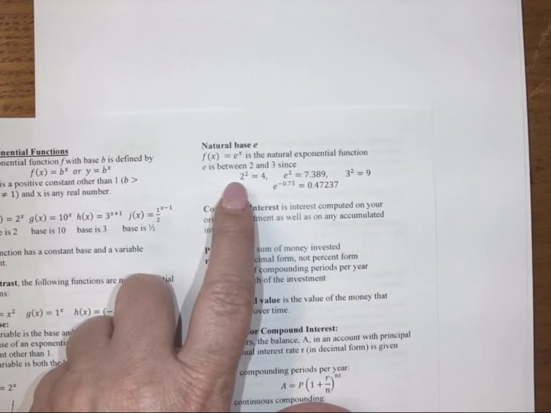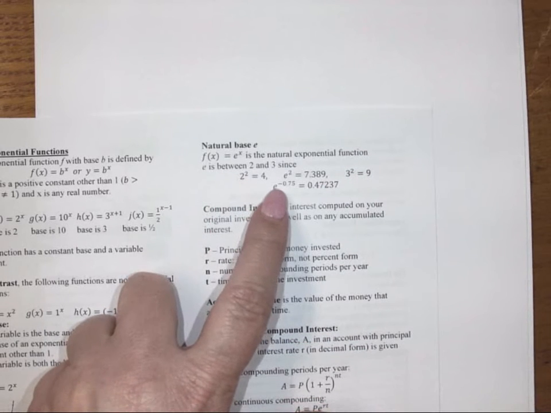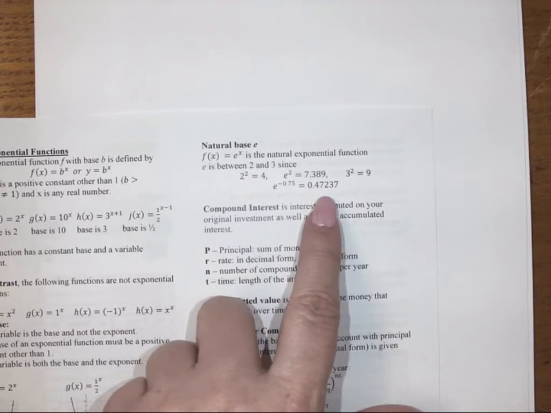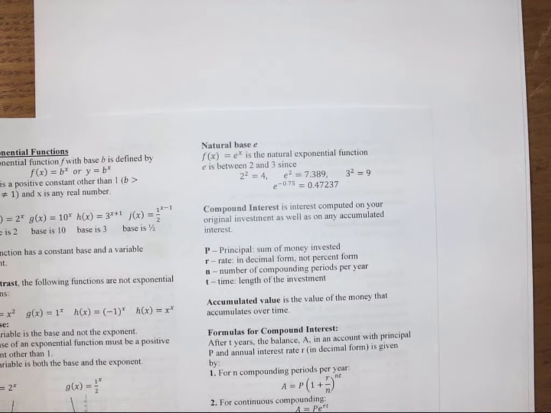So that tells us it's between the values of 4 and 9 when it is squared, so therefore e is between 2 and 3. Here we have e to the negative 0.75, and that's going to be equal to that. So as you raise e, you're going to have different values of it, just like you would any other number.